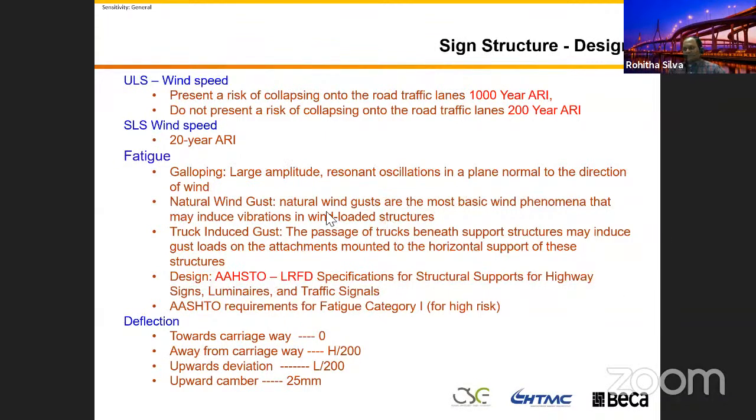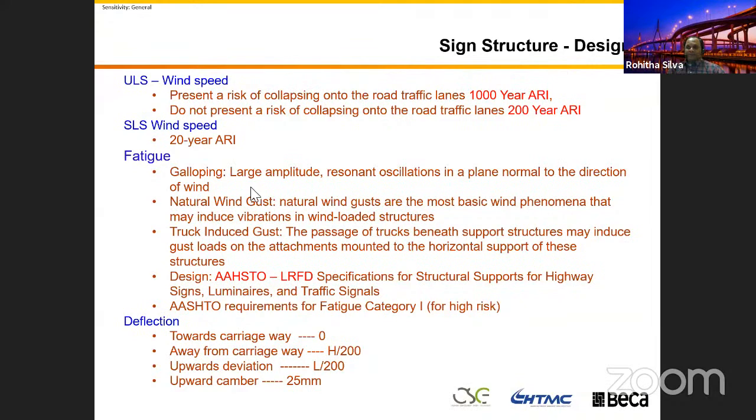It's very important if you do not design this one, because, for example, if there's a heavy wind like a typhoon condition, I think there's very little traffic on a highway, right? So even if a sign structure collapses onto the road, there's a chance of hitting commuters, but from the safety point of view, the possibilities are less.